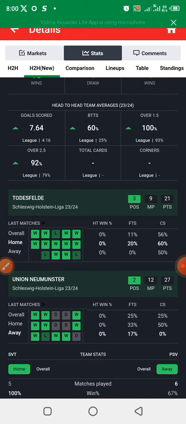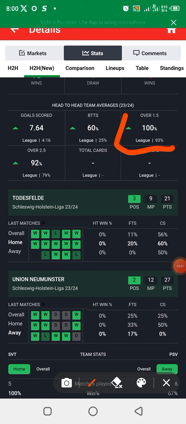This is the reason why this particular strategy is a very, very simple strategy to make use of. There are two things you always need to look into, which are the over 1.5 and the over 2.5. You can see the percentage here. This is the over 1.5 and it has a 100% possible outcome. And if you check the over 2.5 goals, it has 92% possible outcomes.